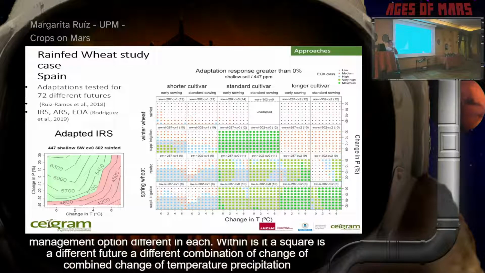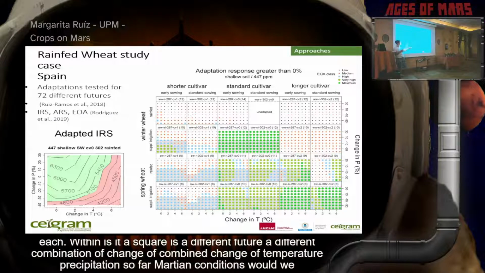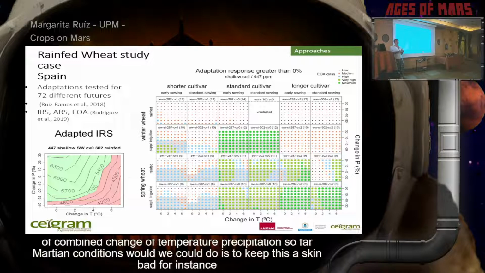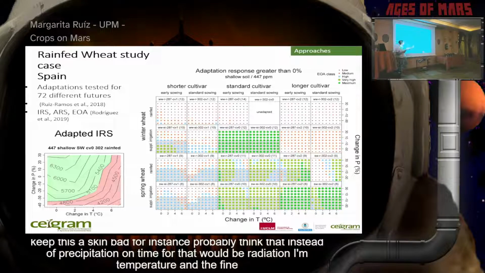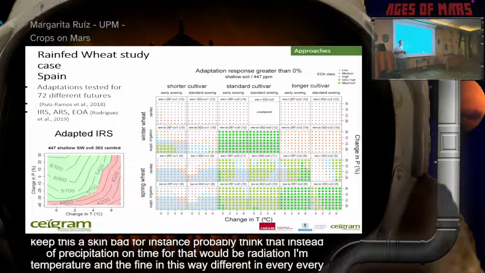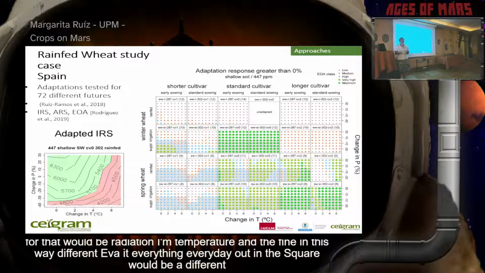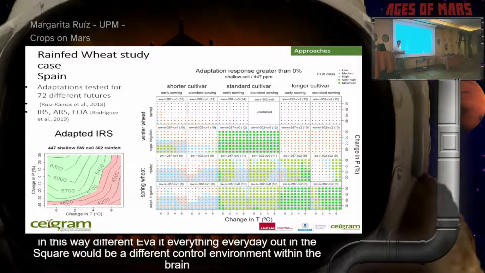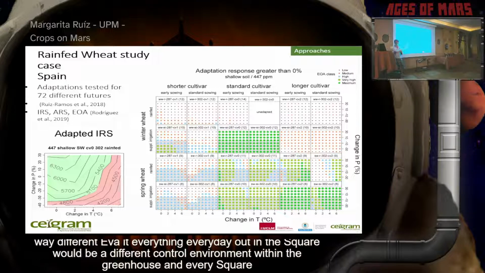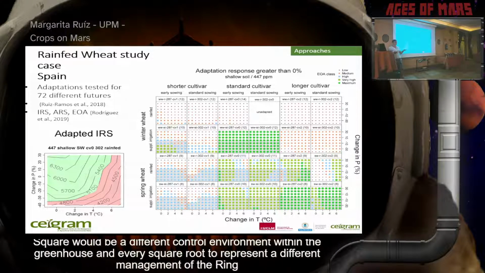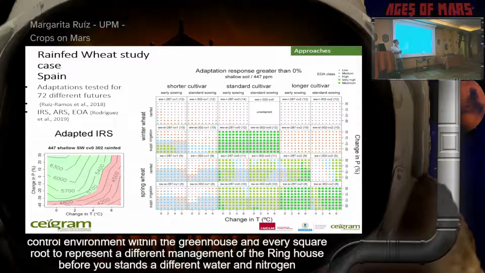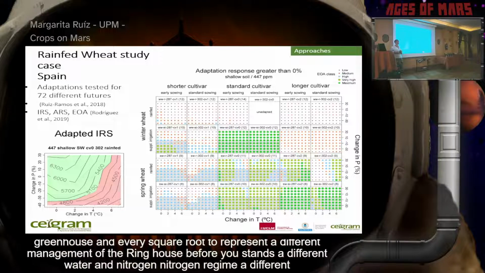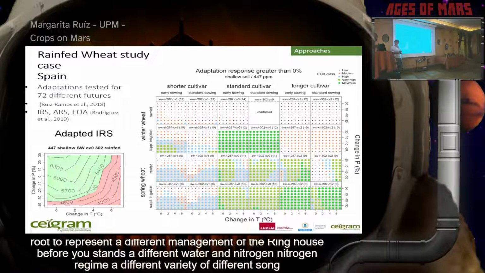So for Martian conditions, what we could do is keep this scheme, but probably instead of precipitation and temperature, it would be radiation and temperature. And define in this way different, so every dot in the square would be a different control environment within the greenhouse, and every square would represent a different management of the greenhouse. For instance, a different water and nitrogen regime, a different variety, a different soil intensity, etc.